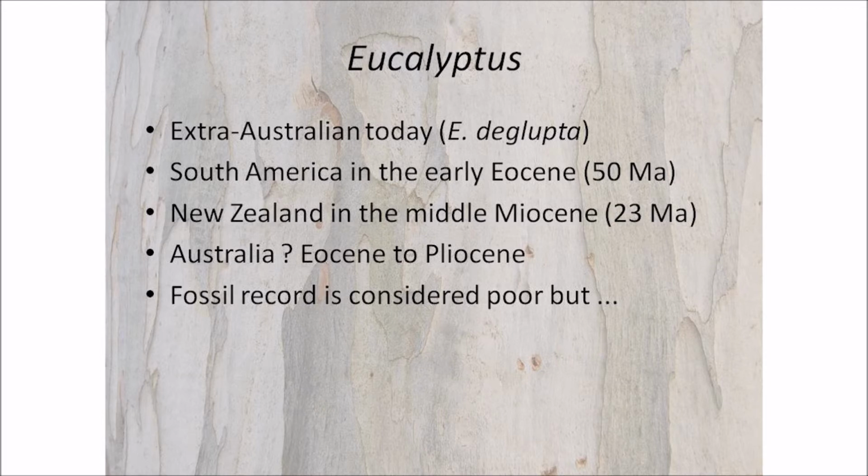We've got eucalypts in South America in the early Eocene. We've also got eucalyptus, some of those other fossils I showed you were New Zealand fossils. It was in New Zealand in the middle Miocene, and in Australia it's got that Eocene to Pliocene record. And in general, the fossil record's considered poor. It's probably better than we thought when you start to look at the detail, but it's generally considered a pretty poor fossil record. So what does that mean?